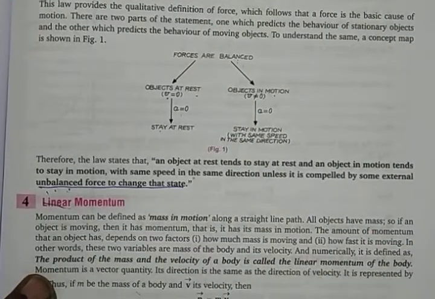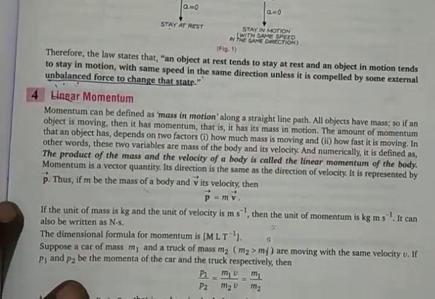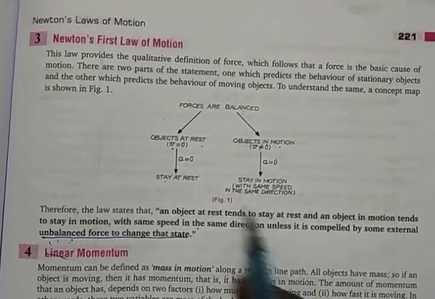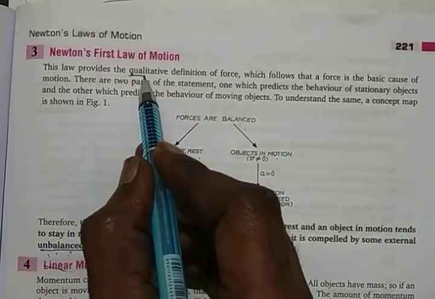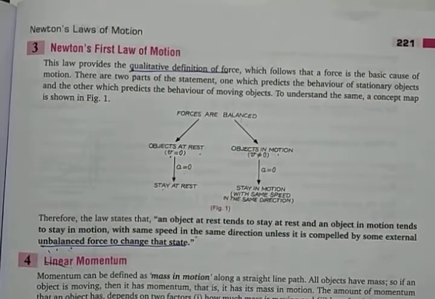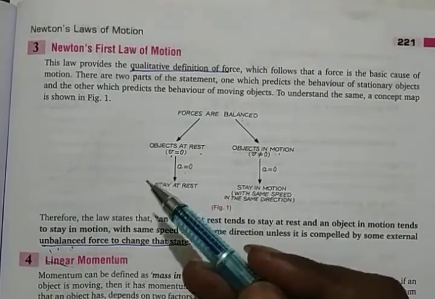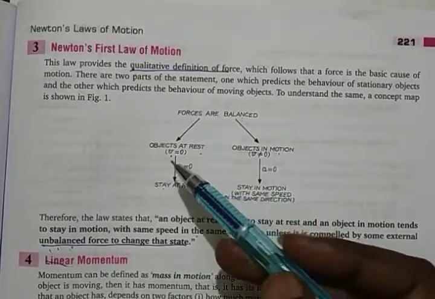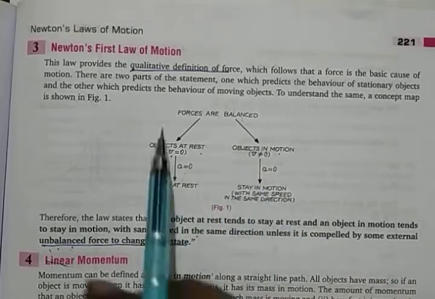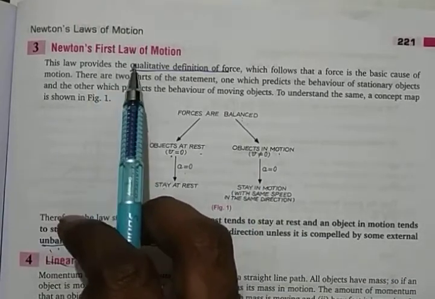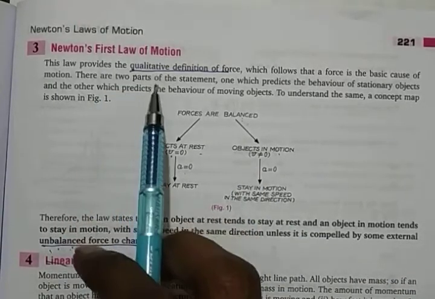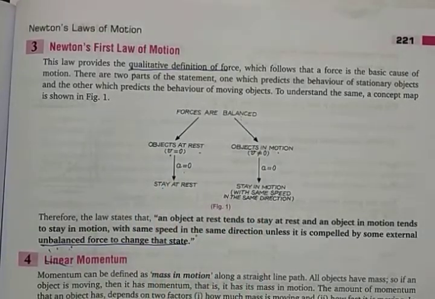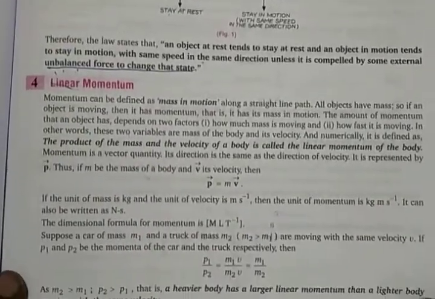Please learn this one thoroughly. You know this definition, but learn once again, it's important. Newton's first law talks about a qualitative definition of force, a quality of force. The quantitative part, how much the amount of force is, will be given by the second law. The first law says what quality of force is needed so that it will be able to change the state of rest or change the state of motion.